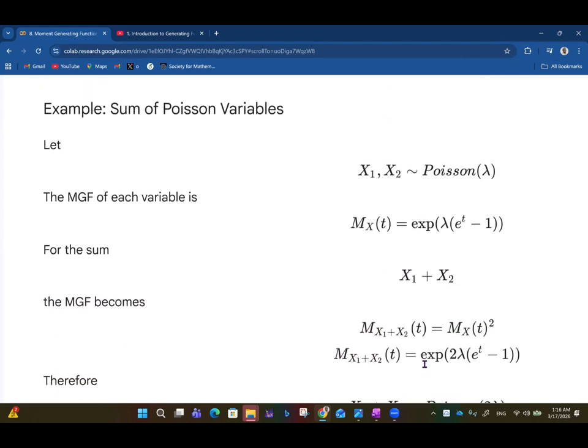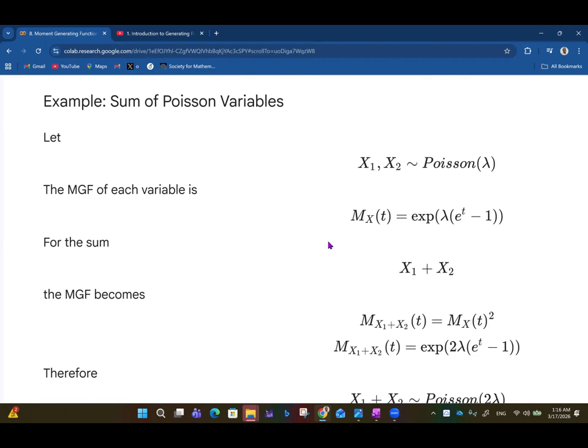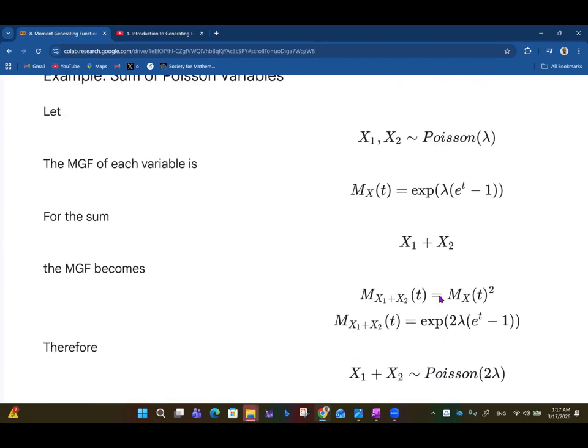So you have this example with Poisson variables. Let x1 and x2 be two different variables that follow a Poisson distribution with parameter lambda. The MGF of each variable is m sub x of t equals exponential, that's e raised to the power lambda times e raised to the power t minus 1. For the sum x1 plus x2, m sub x1 plus x2 of t is simply m sub x of t all squared. When you square this expression, the 2 just multiplies the exponent. So you have exponential of 2 lambda times e raised to the power t minus 1.